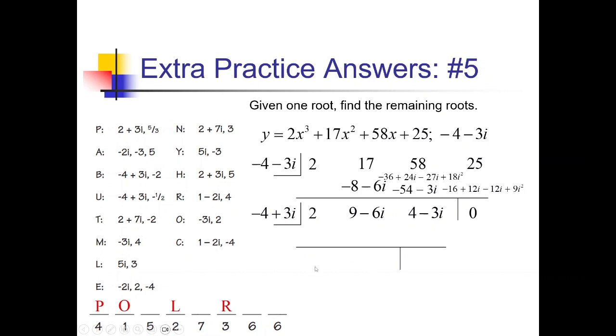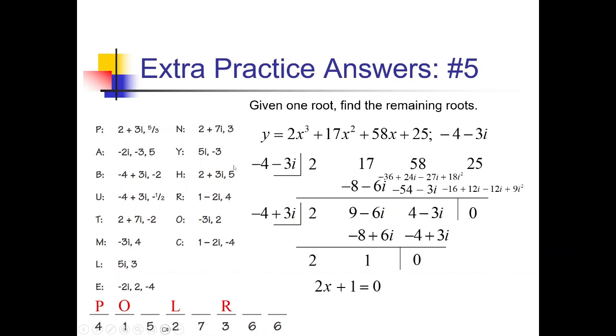So we bring down our 2 again. Distributing, we have negative 8 plus 6i this time. 6i's are canceling. 9 plus negative 8 is 1, which is really nice. 1 times that is just negative 4 plus 3i, which completely cancels the positive 4 minus 3i. So I have 2x plus 1 for my quotient.